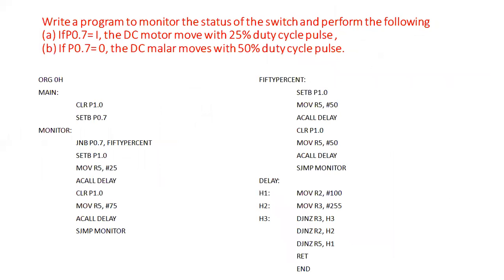Write a program to monitor the status of the switch and perform the following. The first one is, if P0.7 equal to 1, the DC motor moves with a 25% duty cycle pulse, and if P0.7 equal to 0, the DC motor moves with a 50% duty cycle pulse.